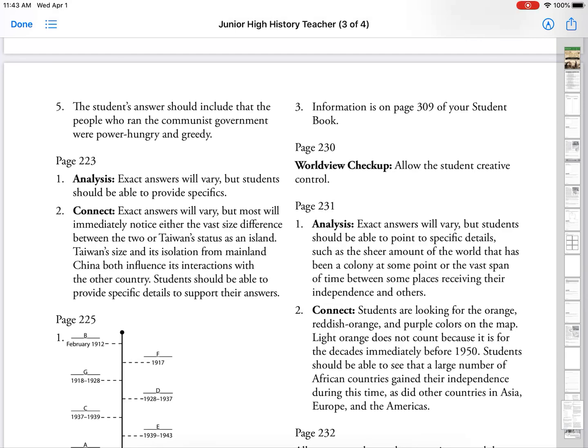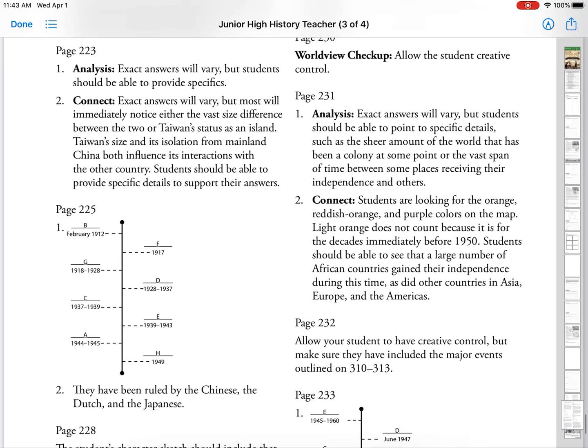And then page 231. What is the first thing you notice about the map on page 314? Your exact answers will probably vary a little bit, but you should be able to point to specific details, such as the sheer amount of the world that has been a colony at some point, or the vast span of time between some places receiving their independence and others. Some places became independent way before others, and most places in the world have been a colony at one point or another. The map should be able to show you that difference.